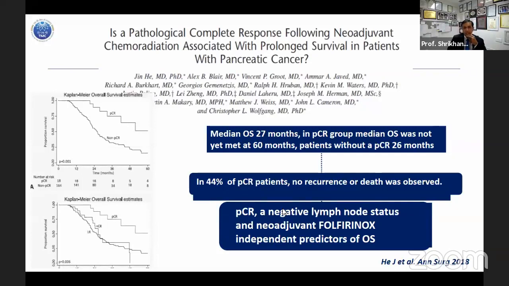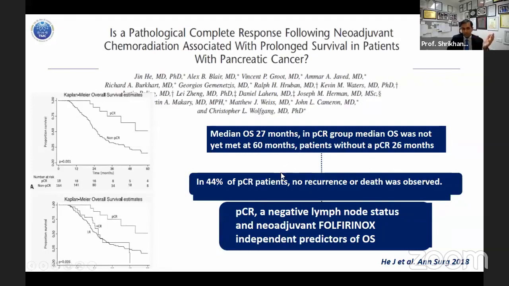And they looked at complete path response following neoadjuvant chemoradiation. Chemoradiation is still being actively looked at more in America than in Europe, but they looked at it and they have got some good results. They show a median survival overall. Again, see the gap between the PATH-CR versus the non-PATH-CR. Median overall survival 27 months. In the PATH-CR group, median overall survival was not yet met at 60 months.